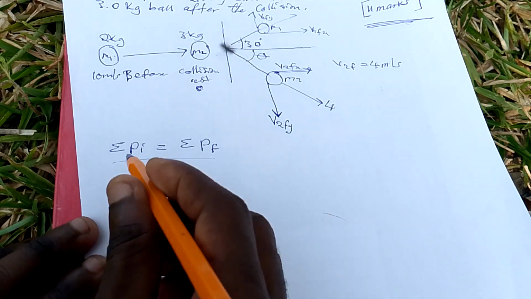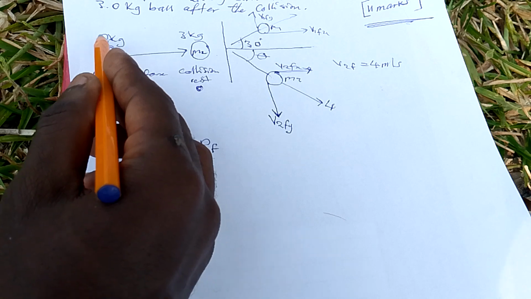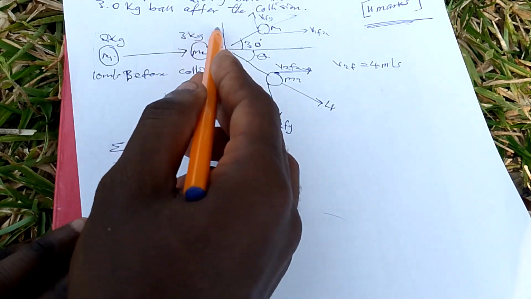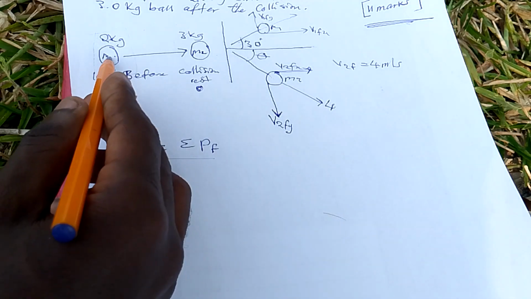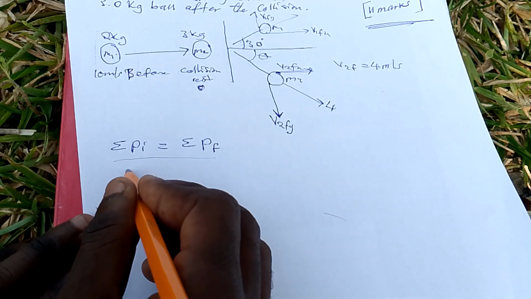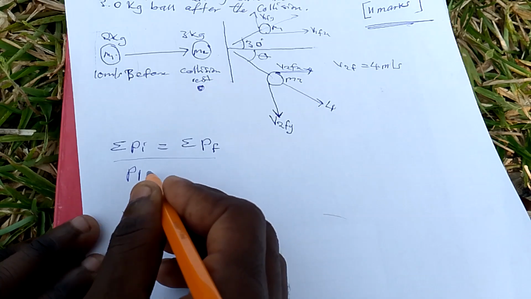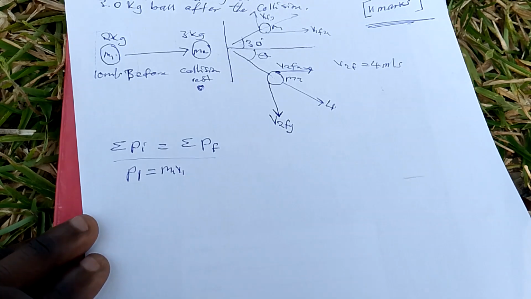So, summation of momentum. We have two objects here, object 1 and object 2. This object has its own momentum, and this object has its own momentum. What we are going to do is find the momentum of the first ball. This is the momentum of the first ball, which is M1 V1. You get?